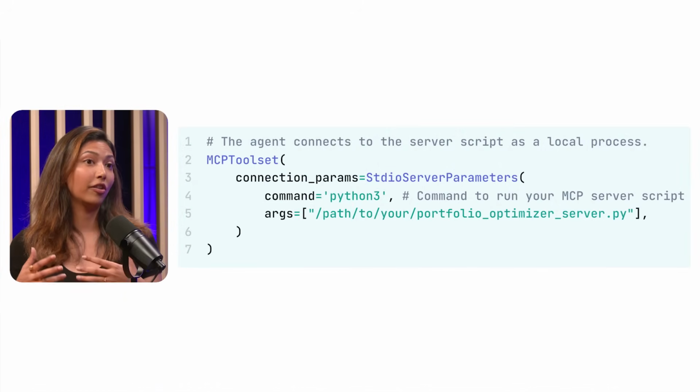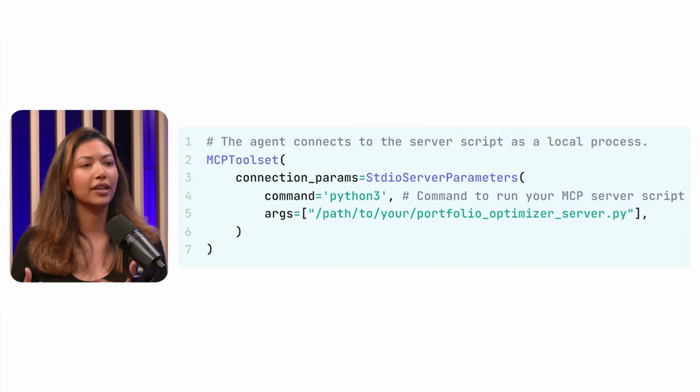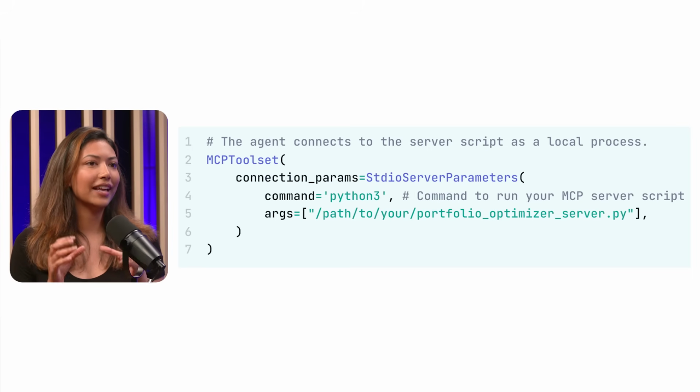Okay, so that makes a lot of sense. But that's kind of how the agent just discovers the tool. How does it actually connect and use it then? So on the agent side, it's surprisingly simple. We use a class called MCP toolset. This MCP toolset object is like a smart connector.